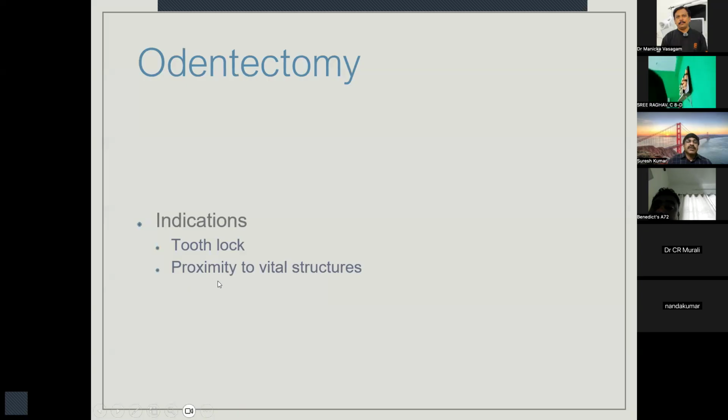Or if the tooth is very near to vital structures like the inferior alveolar canal, then also it is better to section the tooth into 2 or 3 fragments and remove it so that there is not much risk of damaging the vital structures. So odontectomy, otherwise known as tooth sectioning, is indicated in these situations.